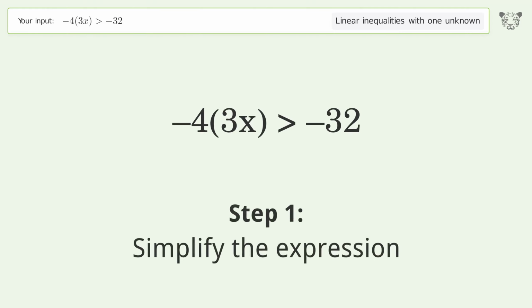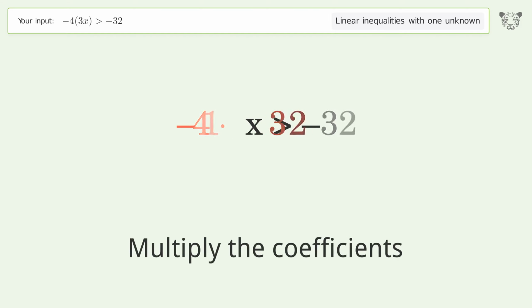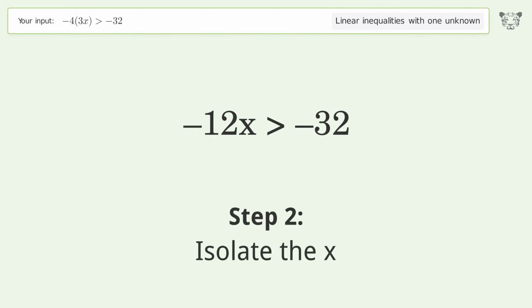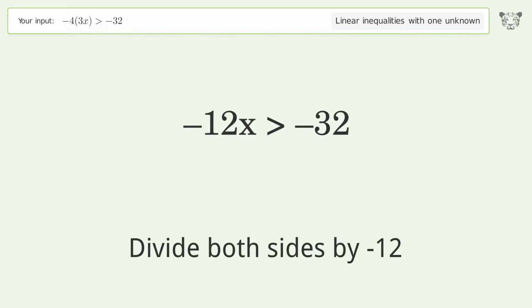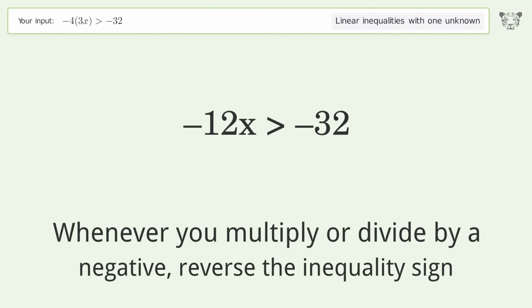Simplify the expression. Multiply the coefficients. Isolate the x. Divide both sides by -12. Whenever you multiply or divide by a negative, reverse the inequality sign.